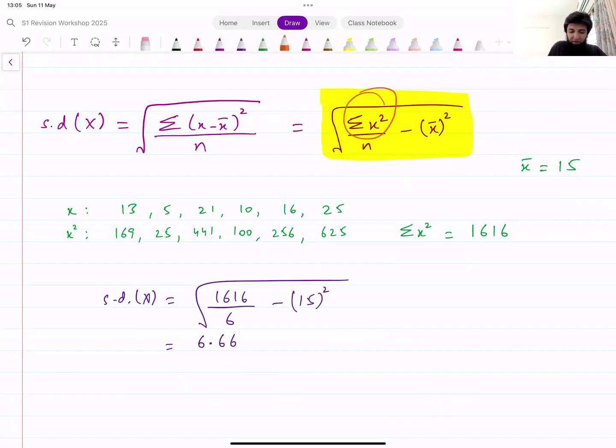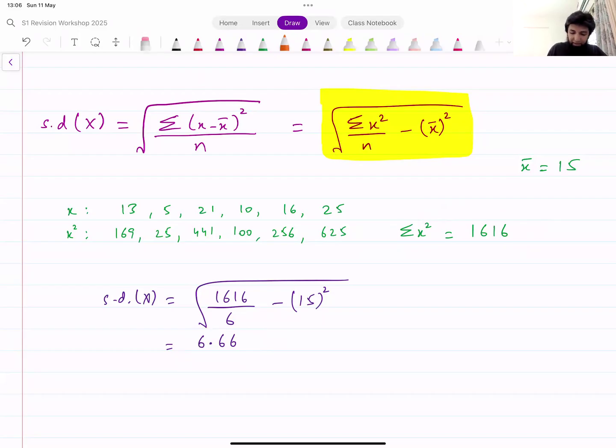You evaluate x squared values for each of them, add them up together. That gives you sigma x squared. That's going to be your numerator. Divide by the number of values, which is 6 in this case, minus the mean squared. Mean is 15. And that gives you the standard deviation. That's 6.66 as well.